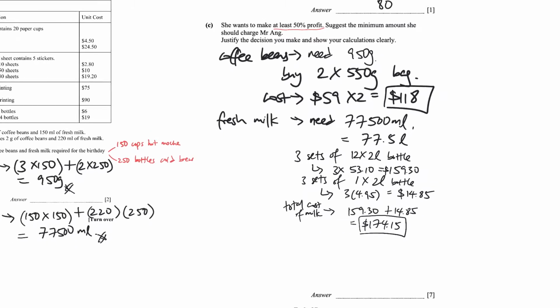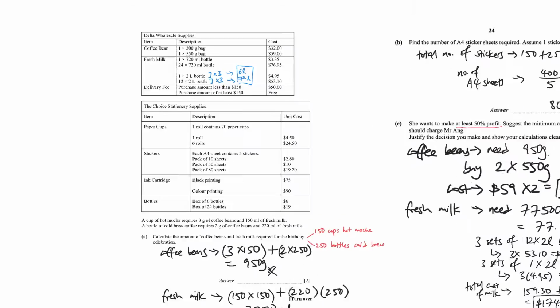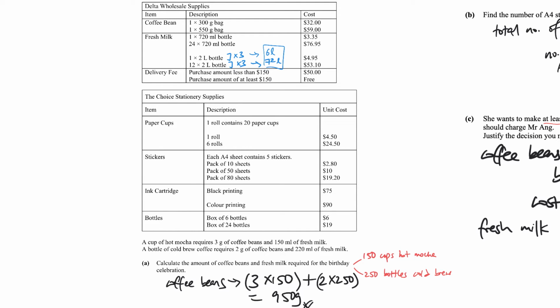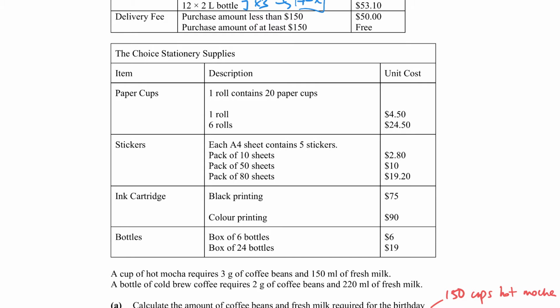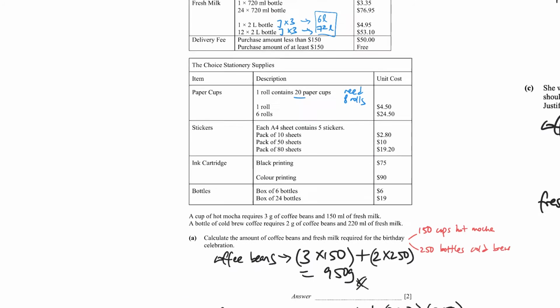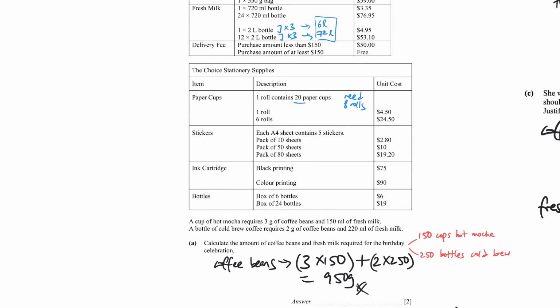Now we're done with coffee beans and milk. And then we look, okay, what else? Alright, there are probably going to be paper cups, right? Because we need 150 cups. And so we need enough paper cups. You will see that the best way to do it, eventually, is to buy 8 rolls, because 1 roll is 20 paper cups. So we get 160. If you buy 7 rolls, you only get 140 cups, but you need 150 cups. So you need 8 rolls.